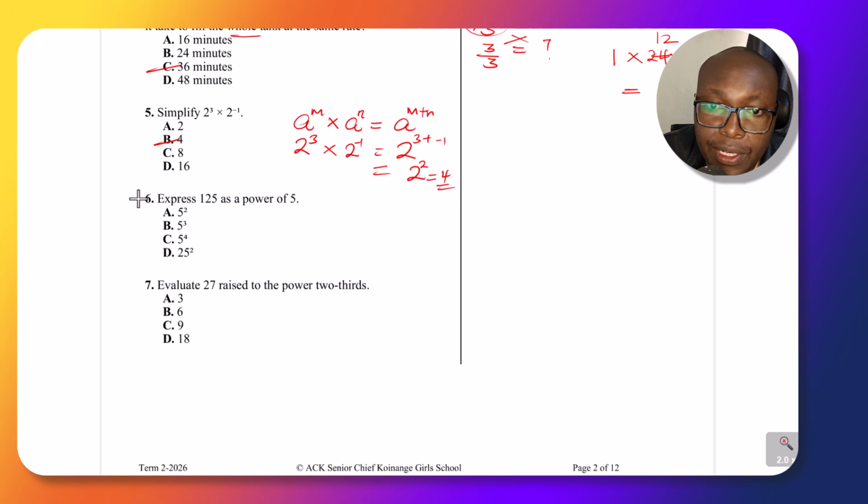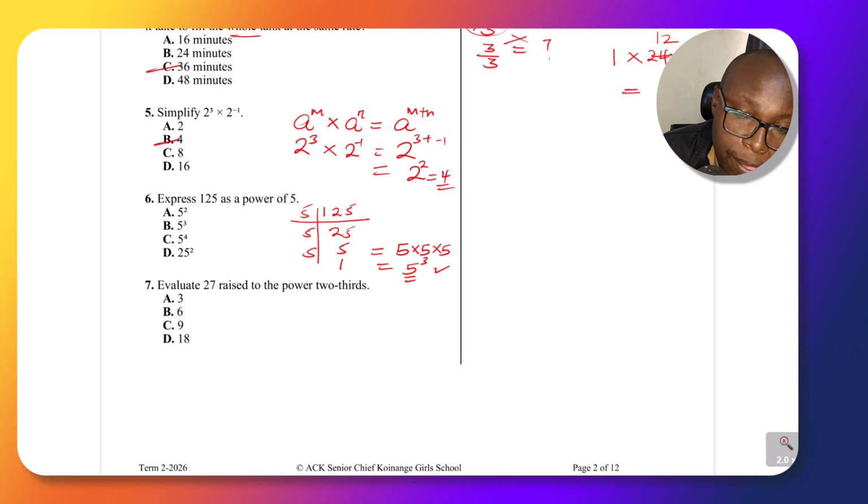Question 6. Express 125 as a power of 5. So this is how we go about it. We divide 125 by 5 because we want to give this in index form with the base of 5. So divide 125 by 5, you get 25. Divide 25 by 5 again, you get 5. Then divide 5 by 5 and you get 1. And this gives 5 multiplied by 5 multiplied by 5, and this gives 5 cubed. Question 7.